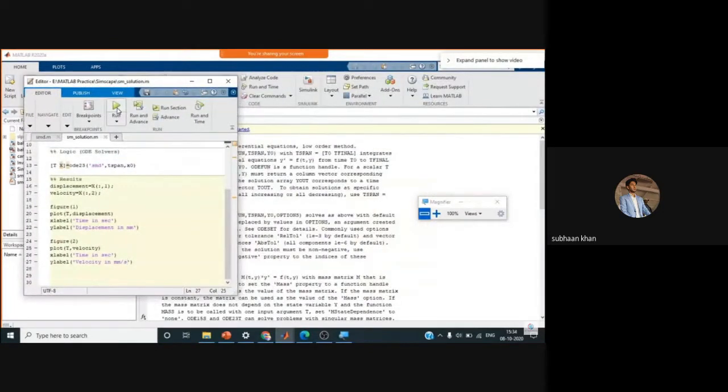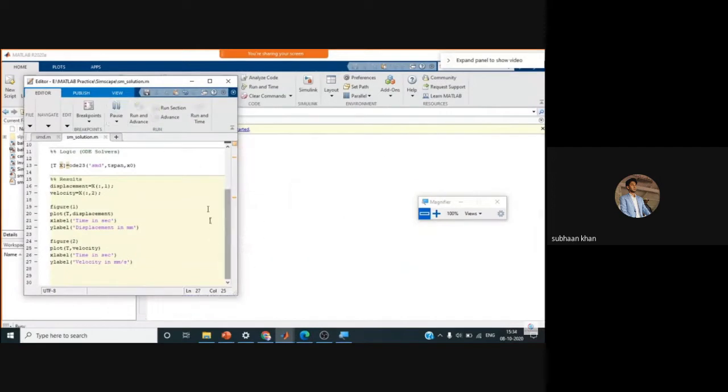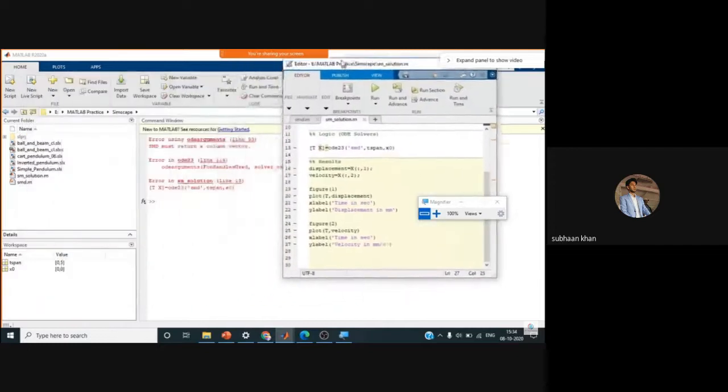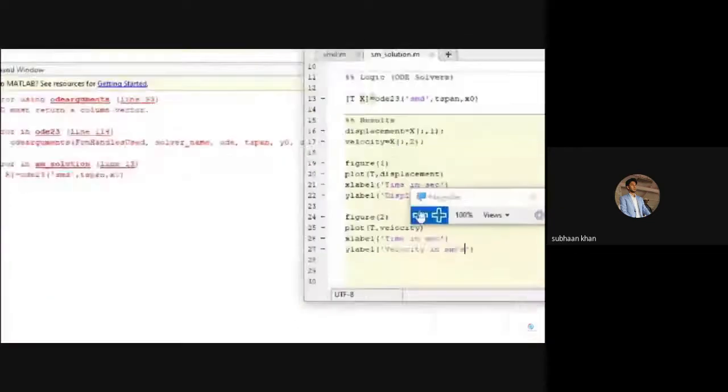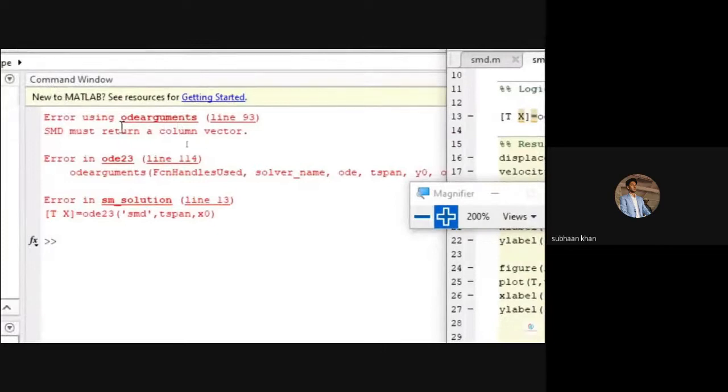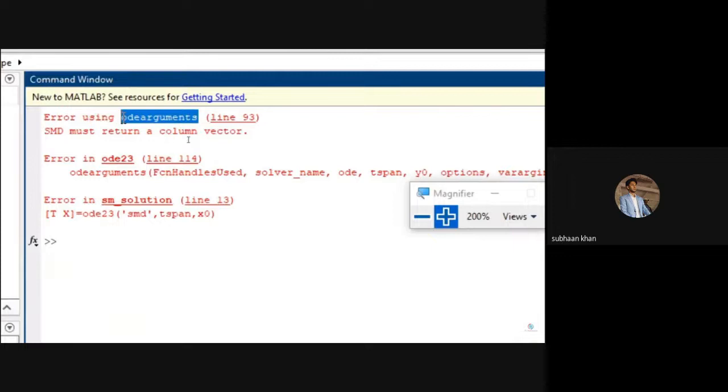What is the way I need to run it here? When I run it, it will start collecting the values and everything. It will execute. We'll see the error, why this error is coming. This is an error using the argument, in a function we created, and it is on line number 13. The error says SMD, our function which we created, must return a column vector. It may be returning a row vector, which it can't handle. That's what it is showing.